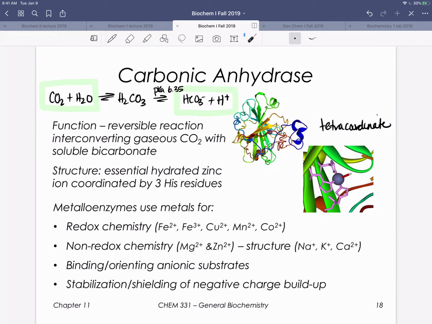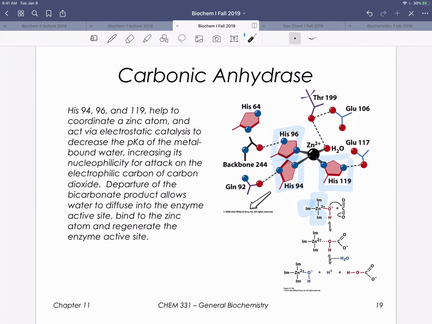Sometimes you just have metals that are playing structural roles. It may be divalent metals or maybe just monovalent metals, but sometimes you need them to help maintain structure. Maybe you have a metal that can help bind and orient an anionic substrate. So amino acid residues can help with this, but again, metals are well known to do this. Maybe you also can stabilize or shield negative charge buildup in an enzyme active site. So again, what we're going to see here is metals are really only able to help in stabilizing anions or negative charges, and that's obviously because metals are positively charged.